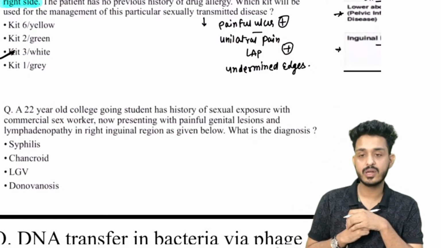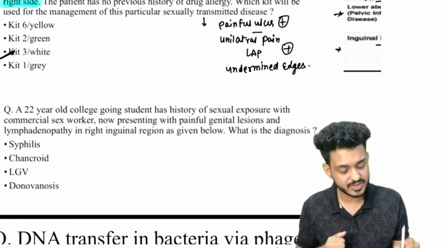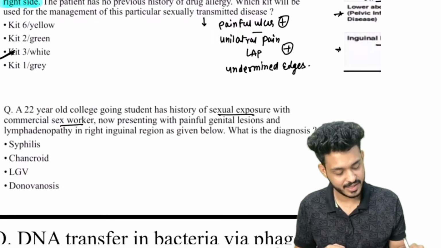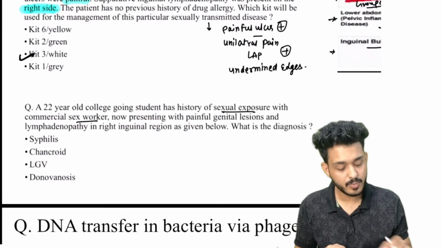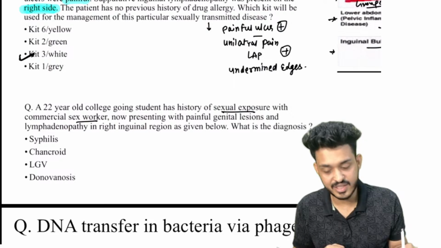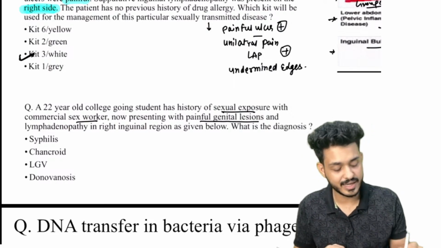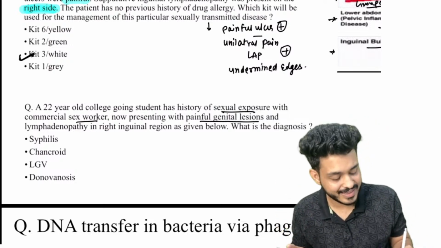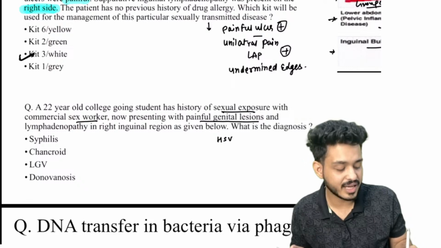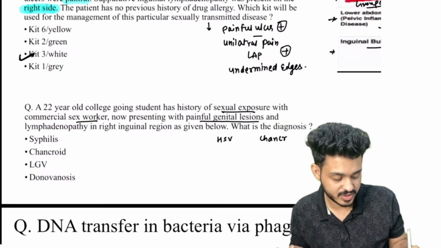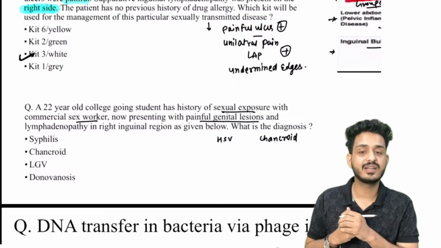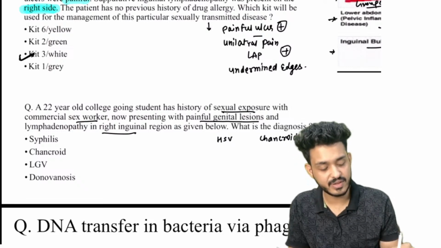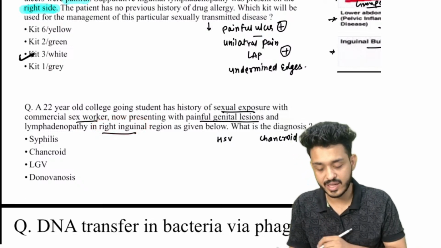A 22-year-old college girl has a history of sexual exposure with a commercial sex worker. There should be a male, right? Student, right? Now presenting with painful genital lesions. Painful, I have told you, two things can be there: either it can be herpes simplex virus, or it can be chancroid. Only two possibilities. And inguinal lymphadenopathy is given. What would be your diagnosis?